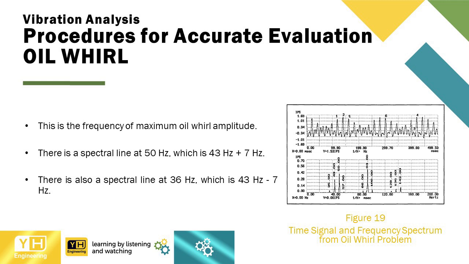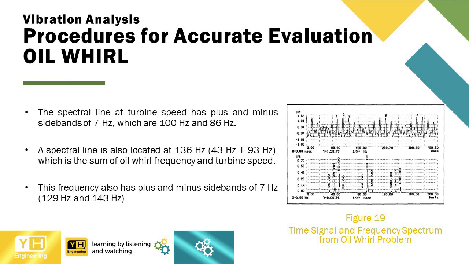There is a spectral line at 50 Hz, which is 43 Hz plus 7 Hz. There is also a spectral line at 36 Hz, which is 43 Hz minus 7 Hz. The spectral line at turbine speed has plus and minus sidebands of 7 Hz, which are 100 Hz and 86 Hz.